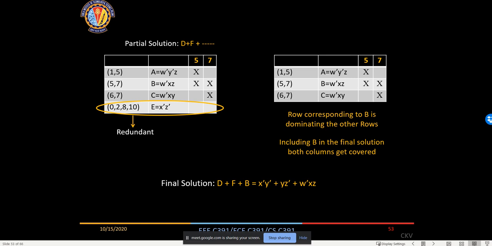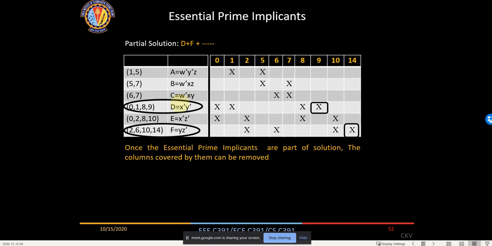So if a question asks you to give the essential prime implicants using the QM method, whatever we get in the previous step, step 2, when we get the essential primes, only those will be the essential prime implicants. So here only D and F are the essential prime implicants.